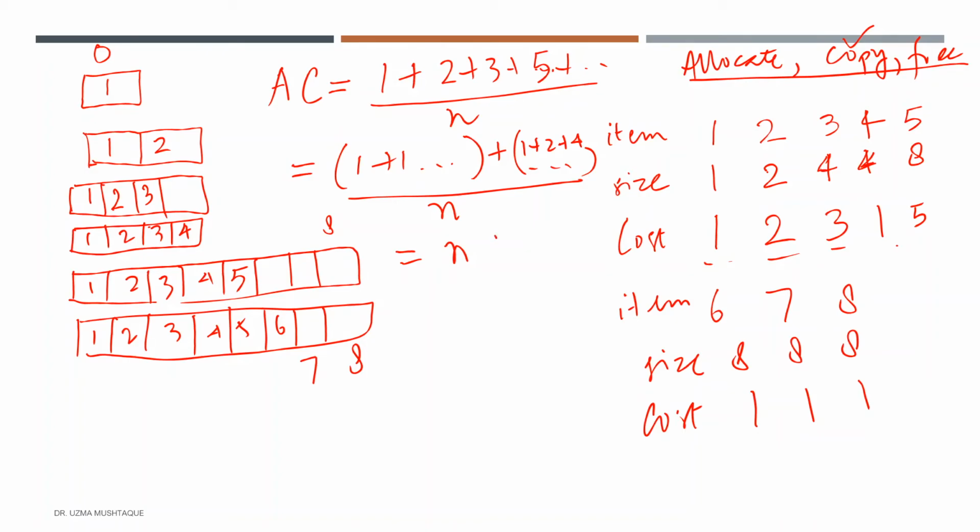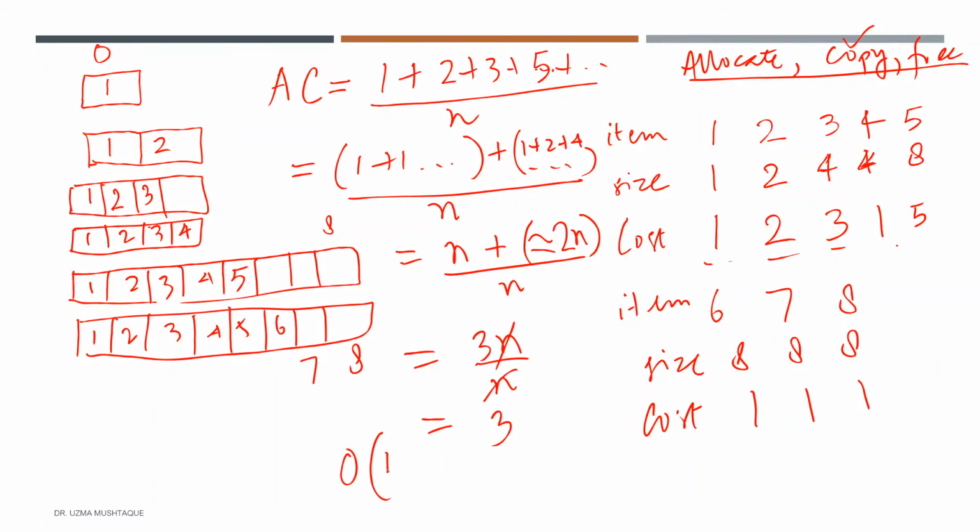And this is going to be n plus approximately, not exactly, 2n, over n. And this is nothing but 3n over n, which is 3, which is a constant, right? So the amortized cost is a constant, or maybe we can say it's order 1. Why? Because it's a constant, it doesn't change with the size of the array, doesn't change with anything else. So this essentially gives us an idea that this entire process of doubling the size of the array and insertion is not as bad, right? So the amortized cost actually gives us an idea of this worst case.